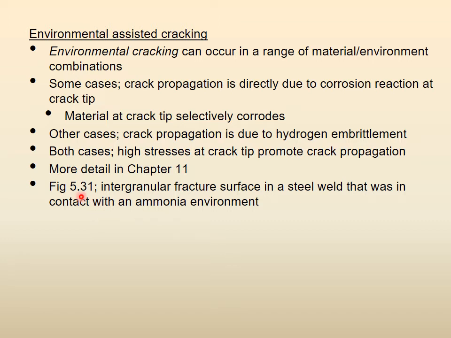Here in the next figure is an intergranular fracture surface in a steel weld that was in contact with an ammonia environment, right? We are showing a weld on steel, but because there was some ammonia in the environment, it is again environmental assisted cracking. If there is any environment, any water vapor, any chemicals, gases, and a combination of temperatures together with them, it promotes this type of cracking, which is environmental assisted.